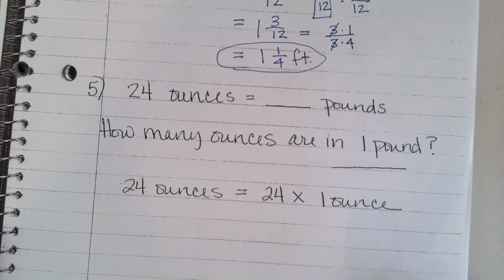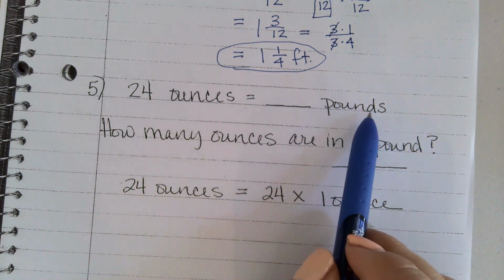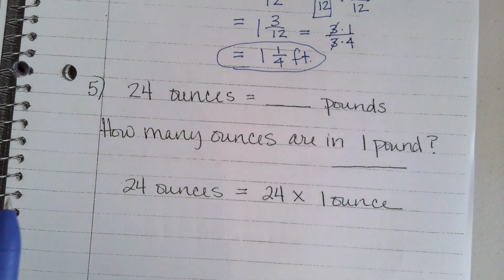All right, here's the last problem of our problem set. We have 24 ounces, so smaller unit to pounds, right? 24 ounces equal to how many pounds? So going back, what's our first question we're going to ask ourselves? Number 1, are we going from smaller to bigger or bigger to smaller? So here we're going from smaller units to larger units. Now, how many ounces are in a pound?